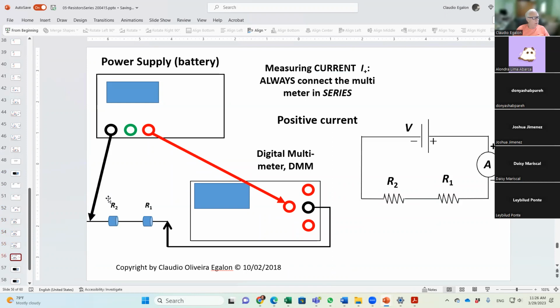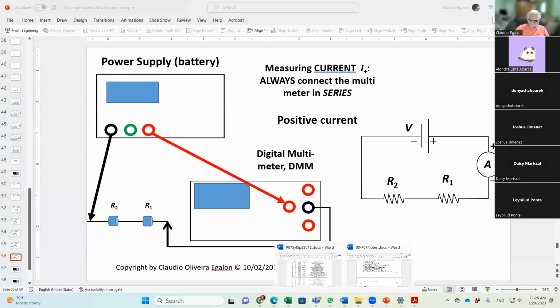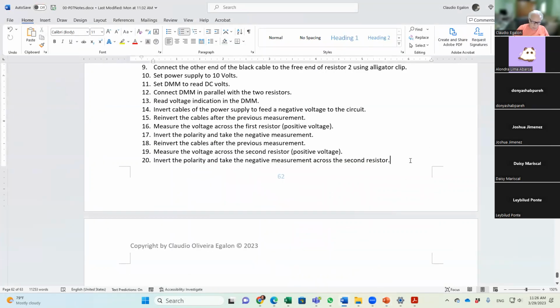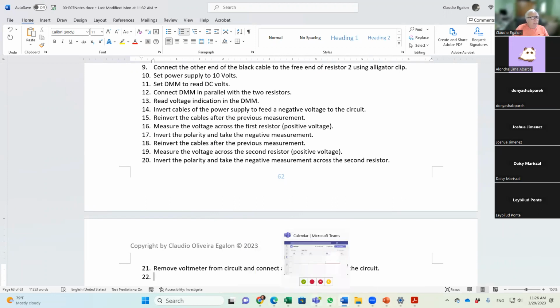Good. Connect the second resistor and close the circuit. See the difference? Ammeter is in series, voltmeter is in parallel. Okay. Now I'm not gonna write down all the details. Connect, remove voltmeter from circuit and connect ammeter in series with the circuit. I'm not gonna go into the detail otherwise, right?